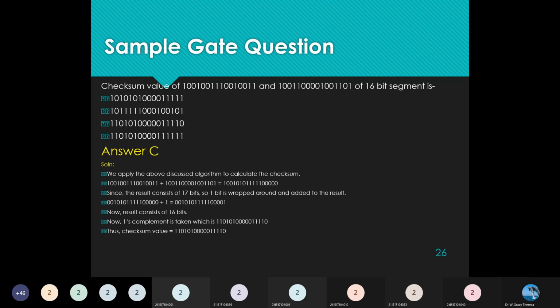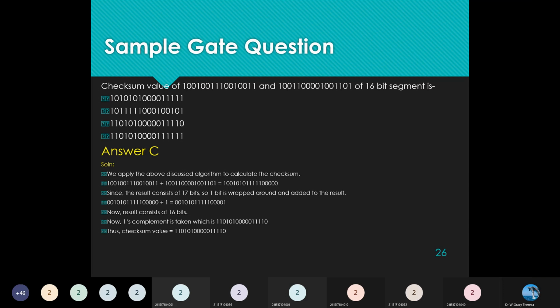Normally, 1 plus 1 is 10. Then again 10, so the last two bits are zeros, and when we complement, we get 11. Let me check the options. C is the correct answer, in the last bits. It is better if we perform this addition for the last 4 bits, and we can get the answer by looking at it.